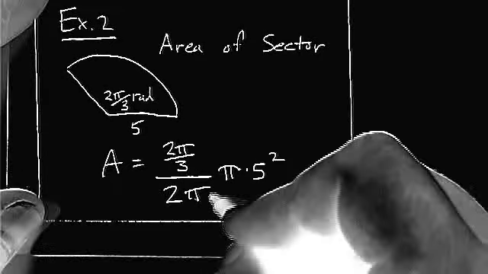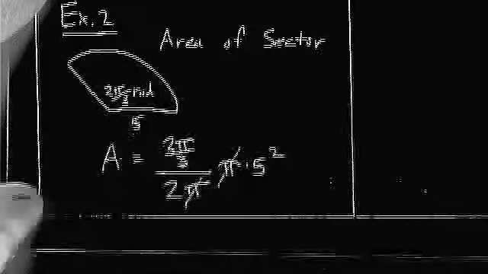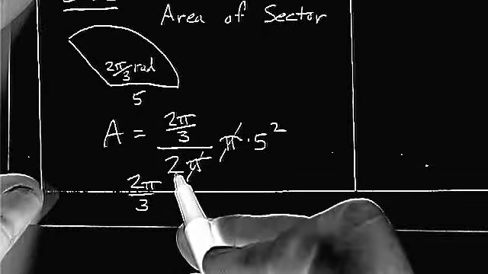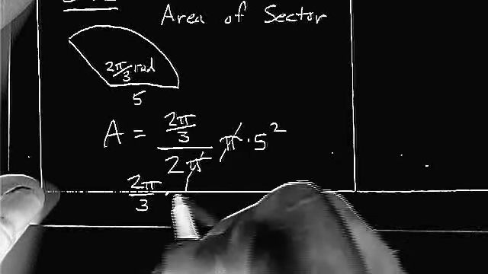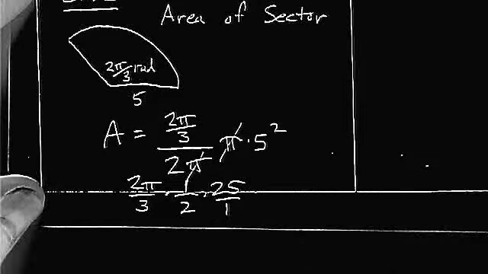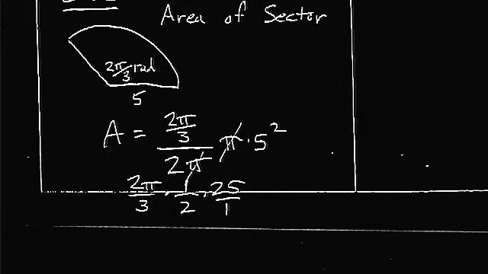Okay, obviously I hope that you can see that the pi's cancel out. So this leaves me with 2 pi over 3. Division by 2 is the same thing as multiplication by 1/2, the reciprocal, times 25. I want you to reduce that and give me the final answer.